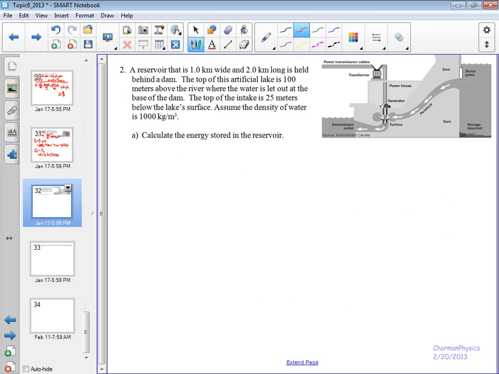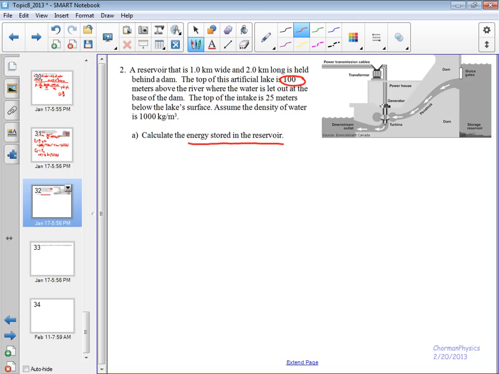Okay. So another example here, we have a reservoir that's 1 kilometer wide, 2 kilometers long. It's behind a dam. The top of this artificial lake is 100 meters above the dam surface. And the top of the intake is 25 meters below the lake surface. So what we want to do is calculate the energy stored in this lake that can be transferred into hydropower.